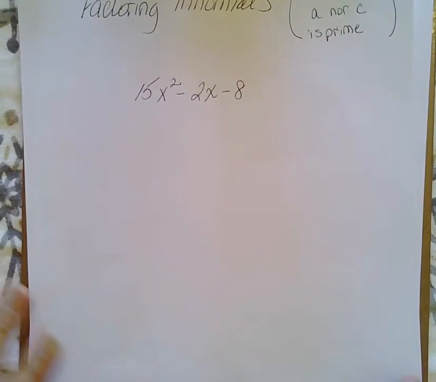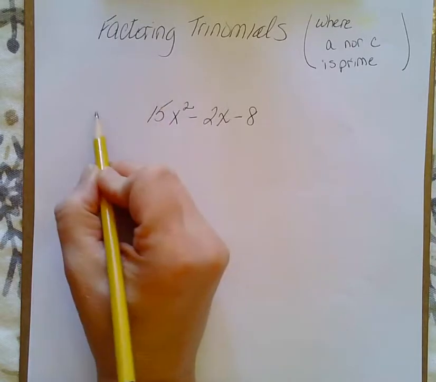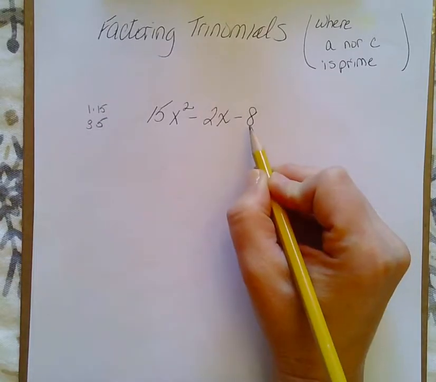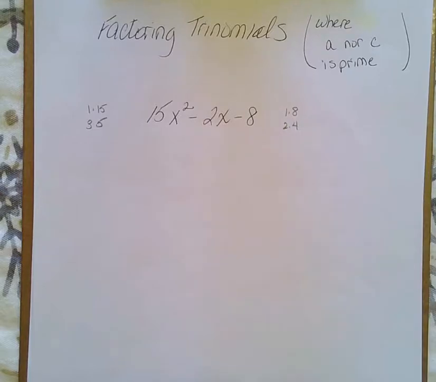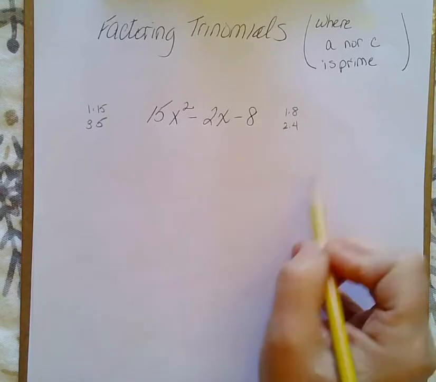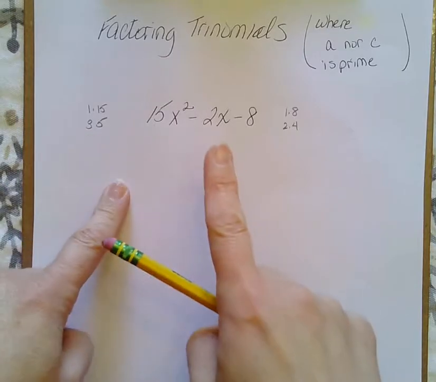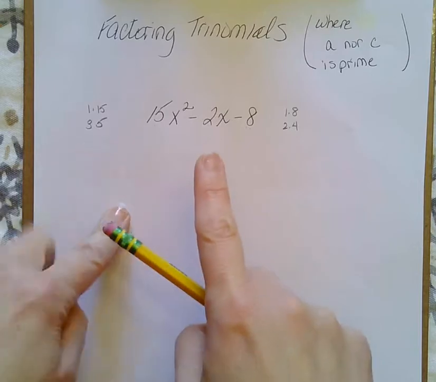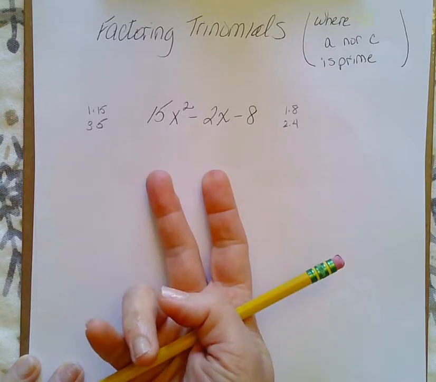What would happen if we wanted to stick with our guess and check method? Well, for 15, those possibilities would be 1 and 15 and 3 and 5. For 8, those possibilities would be 1 and 8 and 2 and 4. Okay, so if we had our parentheses, then we would have in the beginnings 1 and 15 or 15 and 1, or 3 and 5 or 5 and 3. So that's 4 different possibilities because we have to flip-flop them.